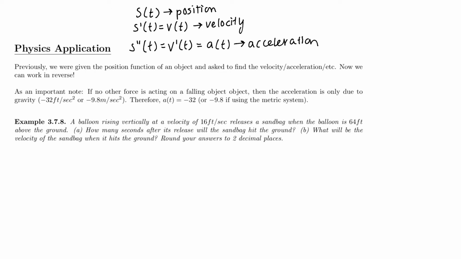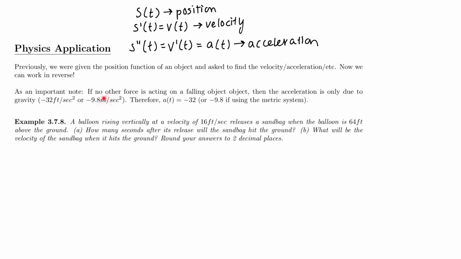Now, it would only make sense that if we can go in that forward direction, if we can take those derivatives, that we could go in the backwards direction. If we have information about acceleration, then we could probably find some information about velocity and position. And that's exactly what we're going to do. Previously we were given information about the position, then we found velocity or acceleration. We're going to work in reverse.